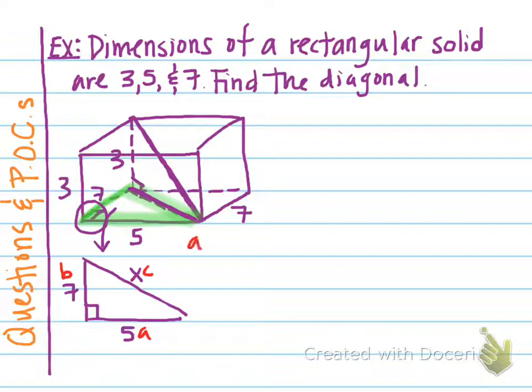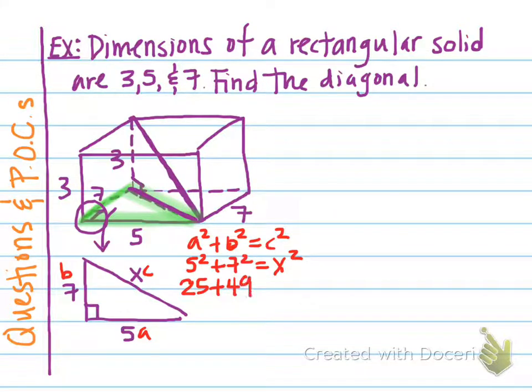So let's go ahead and try this. A squared plus B squared equals C squared. A is 5. B is 7. Trying to find X, or you could leave it as C. 5 squared is 25. 7 squared is 49. When you add those, you get 74. The last step is to take the square root of both sides. The square root of x squared is just x.